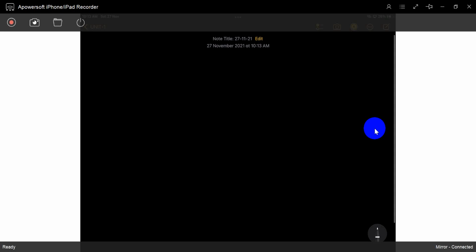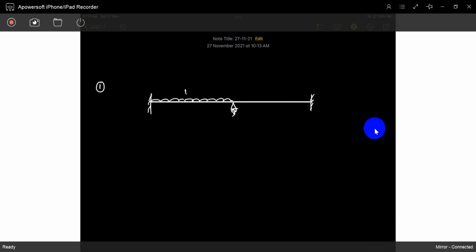Today we will see some more problems. It's 15 kilonewton per meter. It's 80. It's 4 meters. It's 0.4. It's 1.5 meters. Okay. Everything is the same here.